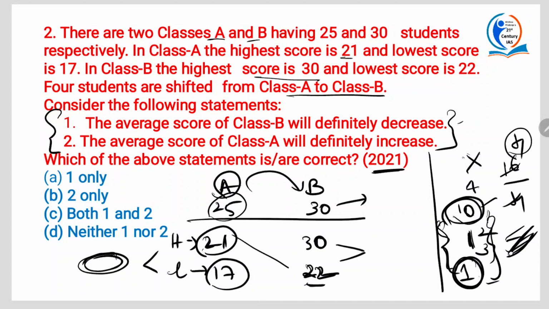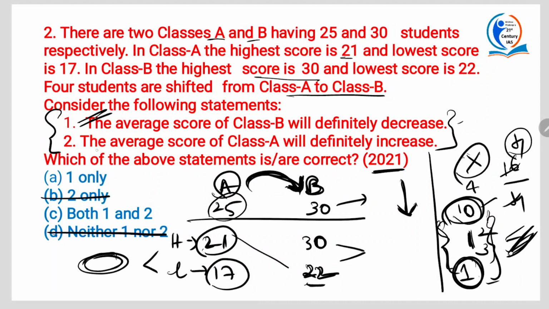So that is one thing. But if you are shifting fellows who got low scores to B, what will happen? The average of B will also decrease. Why? Because we are sending people who got lower scores into a class where everybody is scoring well. All right. We inferred this one, no? So the average score of class B will definitely decrease. So 1 is true. When 1 is true, B is gone, D is gone.